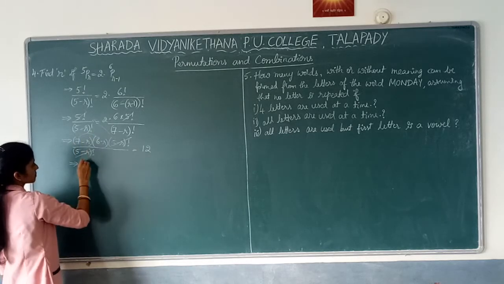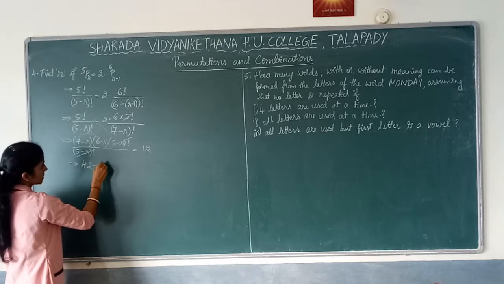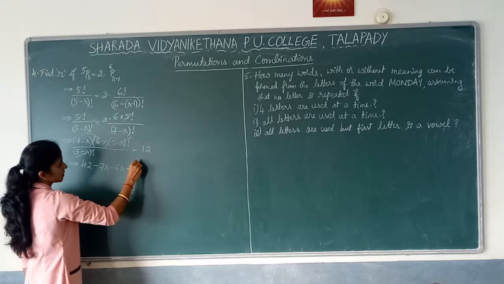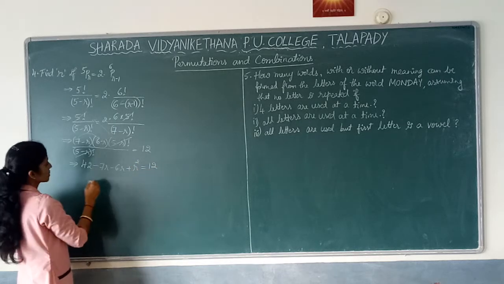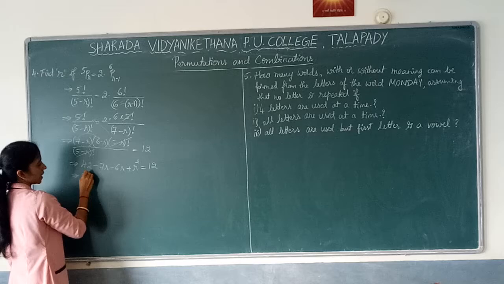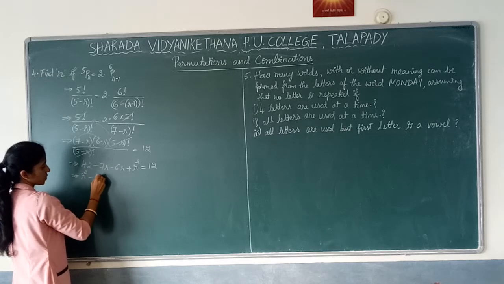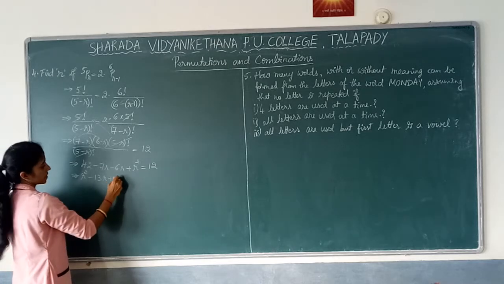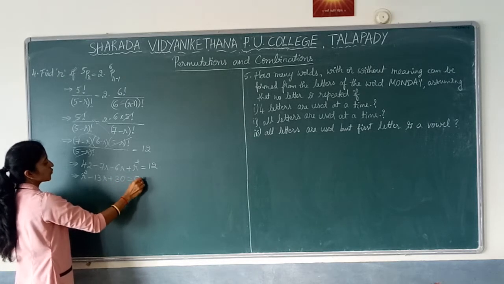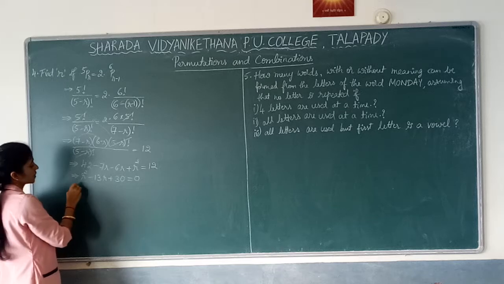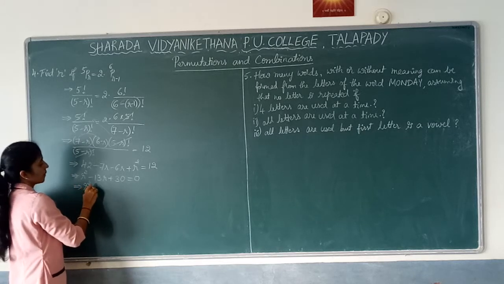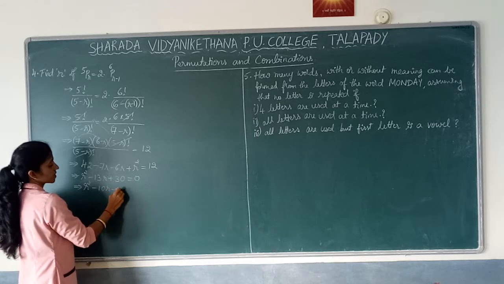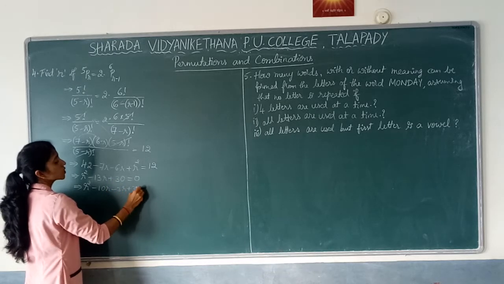You will get 42 minus 7r minus 6r plus r square is equal to 12. Now simplify it further. You will get r square minus 7 minus 6 which is minus 13r, then 42 minus 12 which is plus 30 is equal to 0. Now factorize to get the value of r. So you get r square, minus 13 can be written as minus 10 minus 3, right? Minus 10r minus 3r plus 30 is equal to 0.